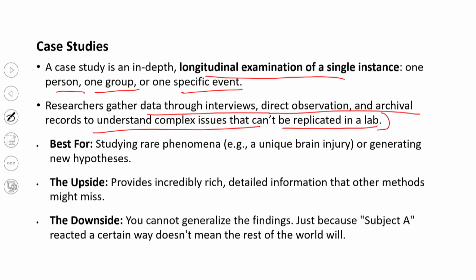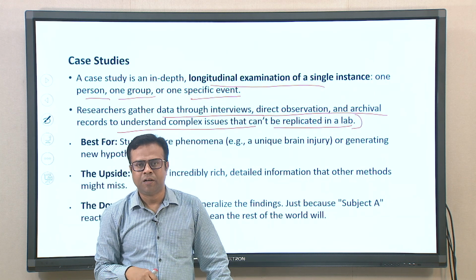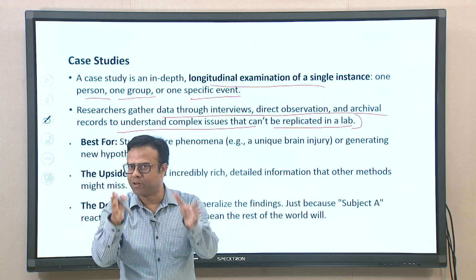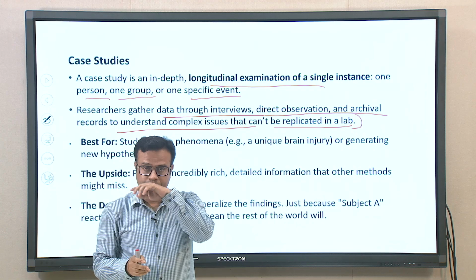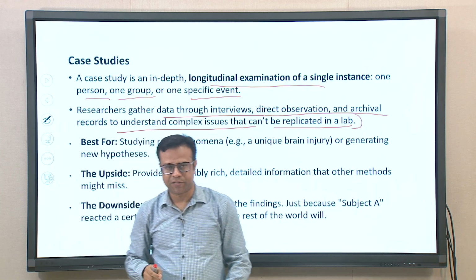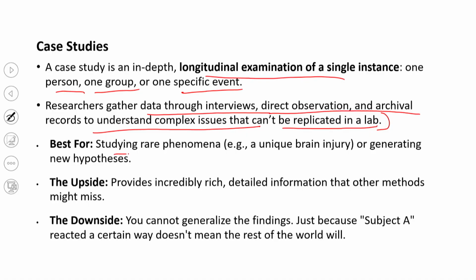So, you can collect data through various sources, like interviewing people and direct observation. You can also collect archival records to understand complex issues in a particular case. So, that is typically done in case studies. Case studies are best for studying rare phenomena. For example, what happens when there is a brain injury in someone or when a particular part of the brain gets damaged. So, let us say somebody by accident suffers certain brain damage. One can use it as a case study.